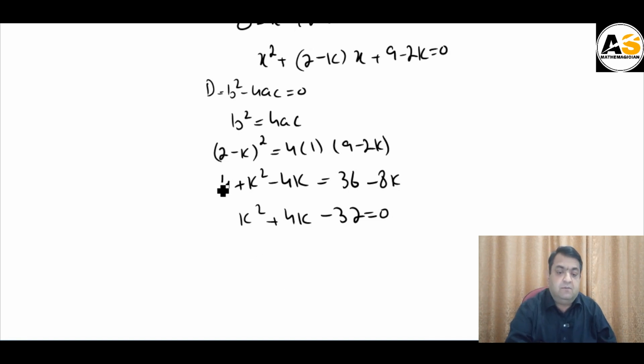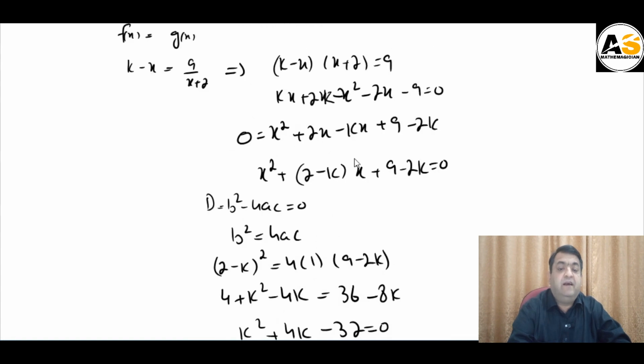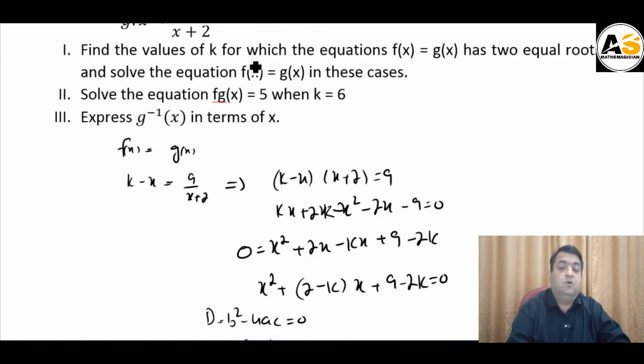This equation will become k square, I am splitting the middle term, and I will ultimately get the factors k plus 8 and k minus 4. So there are two values of k, minus 8 and 4. This was our first part. Find the value of k for which this has two equal roots and solve the equation f of x is equal to g of x in that case.